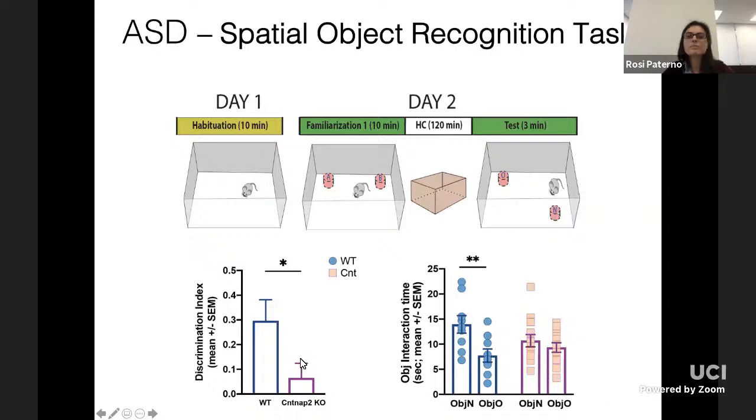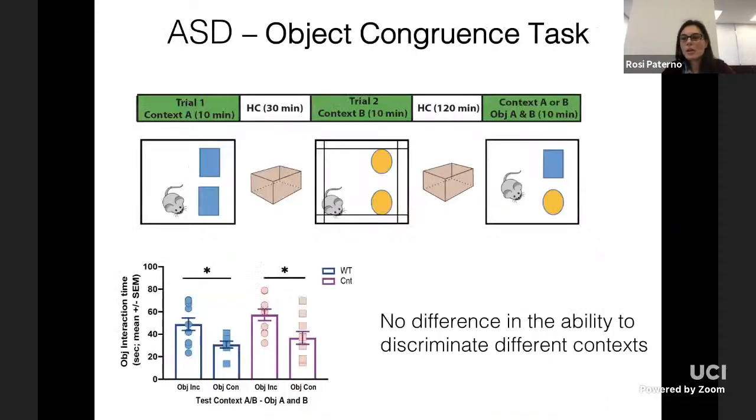To identify if that was a specific type of spatial memory alteration in the hippocampus of these CNTNAP2 animals, we also ran the object contextual task. This task basically tests if the animal is able to differentiate between different types of context without the involvement of space. We did not see any difference, meaning that the CNTNAP2 animals were able to differentiate different contexts.